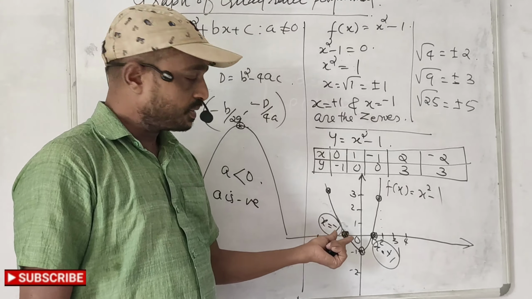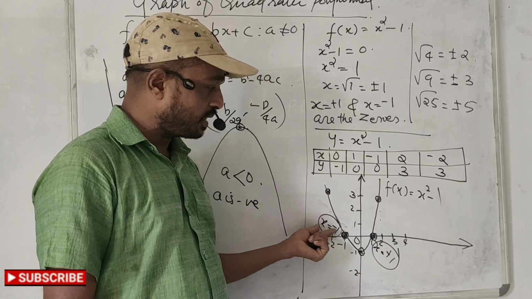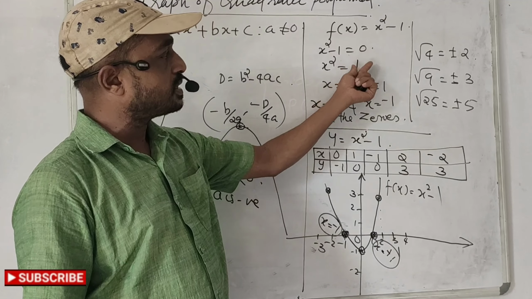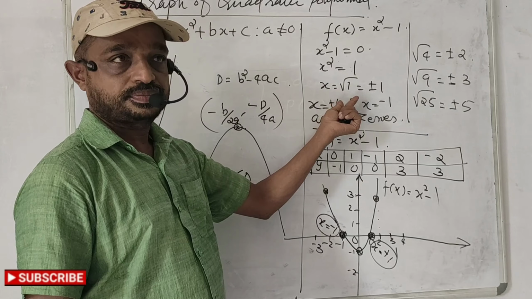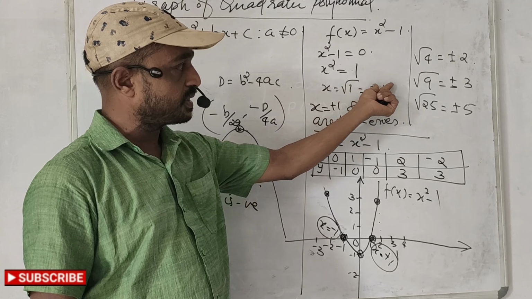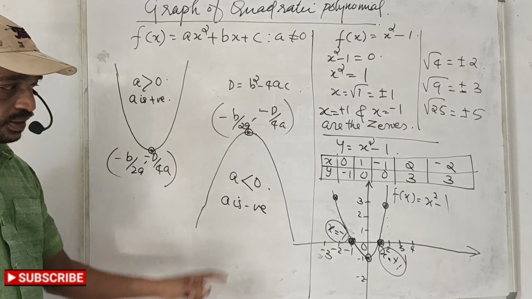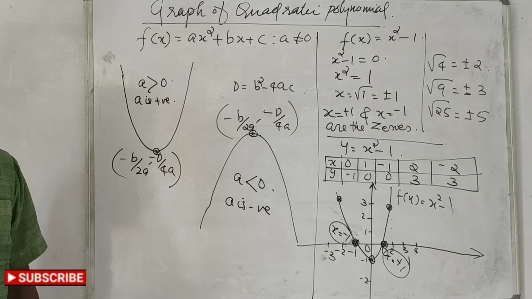So you must understand that. So x equal to minus 1 and x equal to plus 1 are the zeros of the polynomial. And we have seen earlier that x equal to plus 1 and x equal to minus 1 are the zeros of this polynomial. So a quadratic polynomial has two zeros.